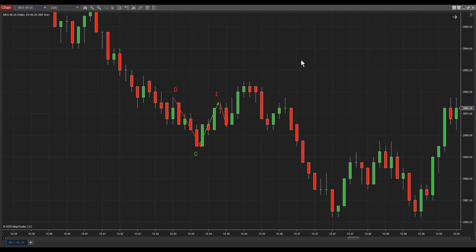Now, the up legs also continue if the pivot low is higher than the previous pivot low. So this up leg right here will be leg 1, since this pivot low is higher than this pivot low. This pivot low is higher than this pivot low, so the leg counting continues.